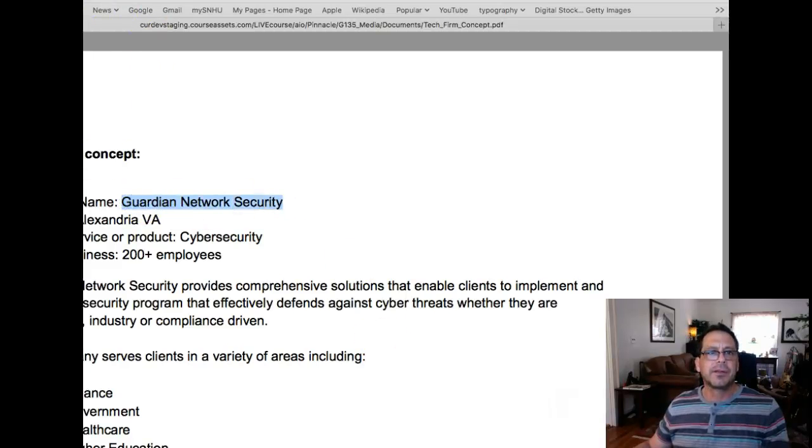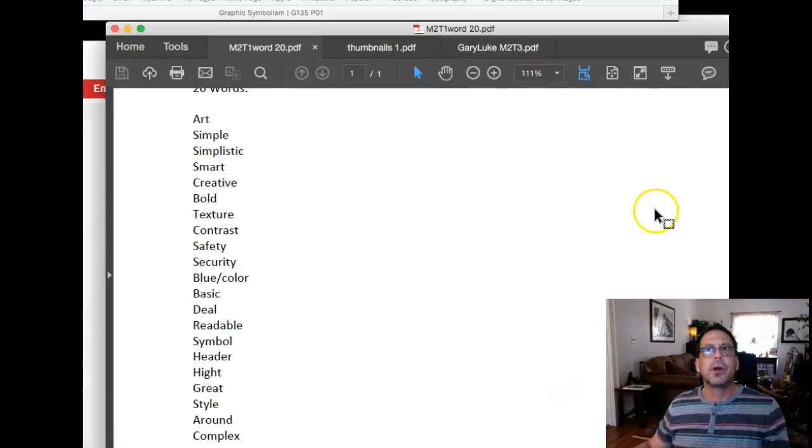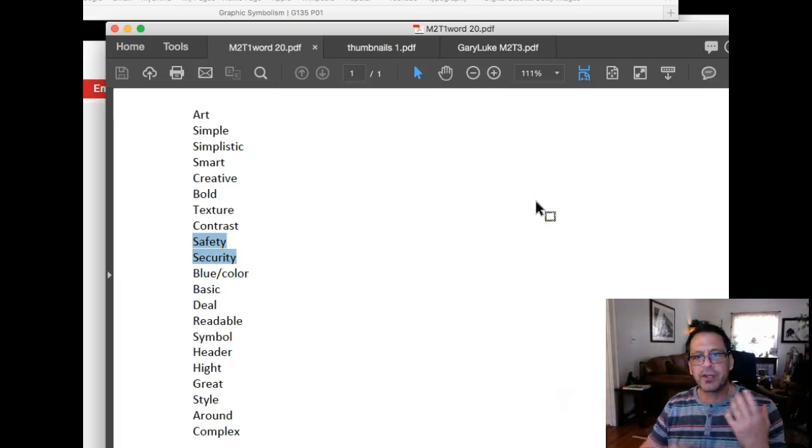Let's turn that aside for a second and go to the word list. How will we create the word marks for your word list? You'll take each of your words in your word list. Let's use these two words, security and safety. For Guardian Security, we're going to create a word mark that represents the word security. How do we do that? There are a couple of different ways you can do it. You can represent security using a word mark for Guardian.